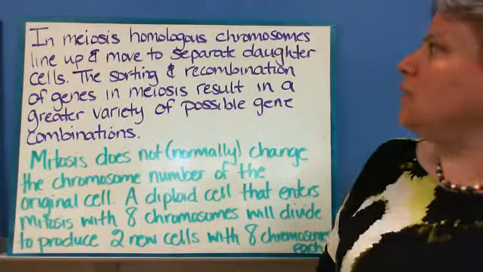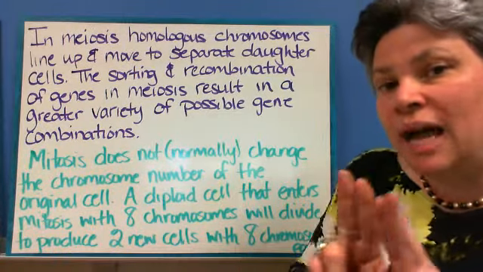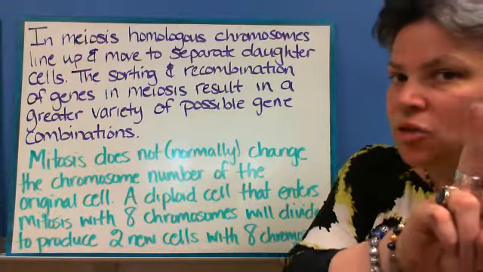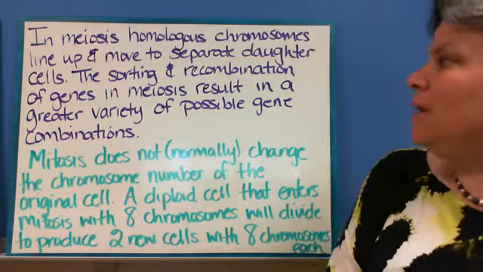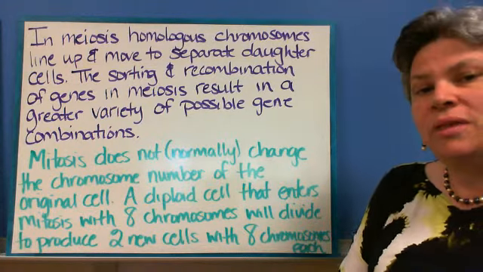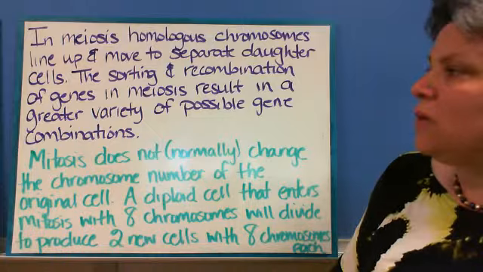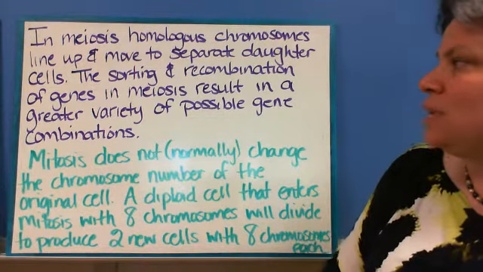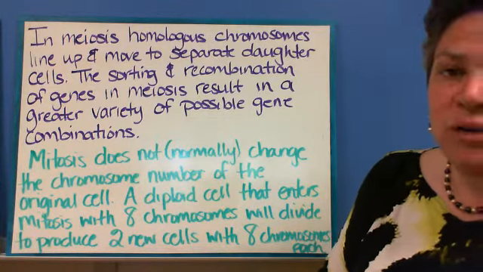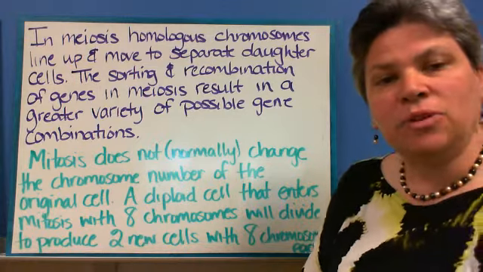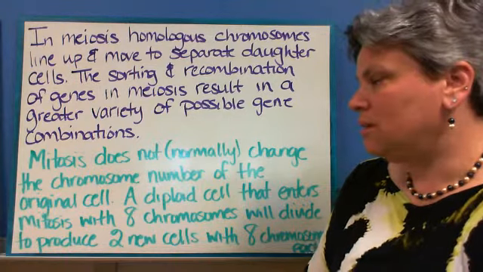In meiosis, the homologous chromosomes line up. Remember, the homologous chromosomes come together and line up to separate and move into the daughter cells. The sorting and recombination of genes in meiosis results in greater variety of possible gene combinations.